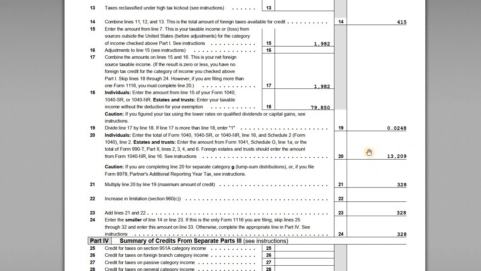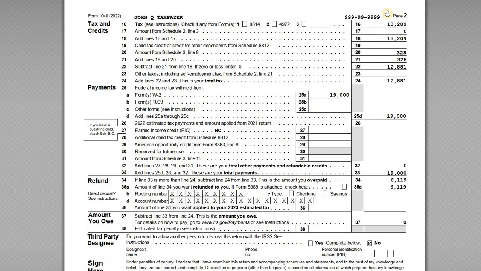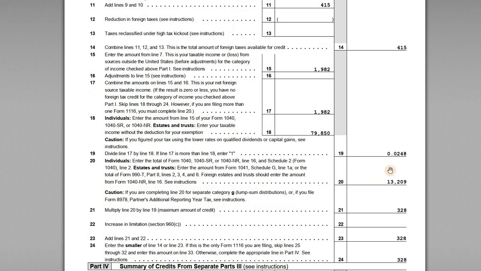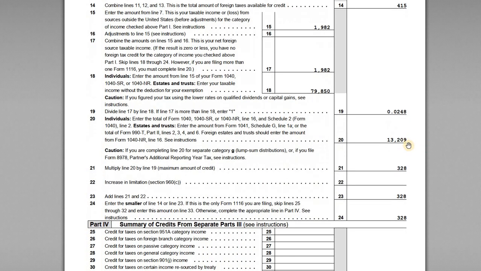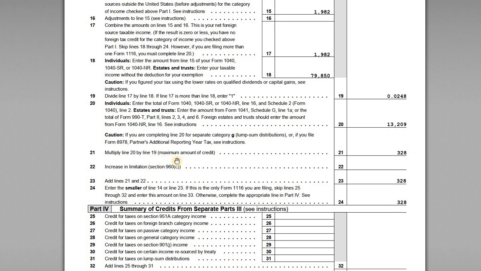Enter the total amount of tax that John has from page 2 of his 1040, so 13,209. If I jump up to page 2, 13,209 is the total amount of tax that he's calculated on his total taxable income. That's using the qualified dividends and capital gains tax schedule. Once we have the 13,209, multiply that figure by 0.0248, and we get $328. $328 is the maximum amount of foreign tax credit that John can take for this year.